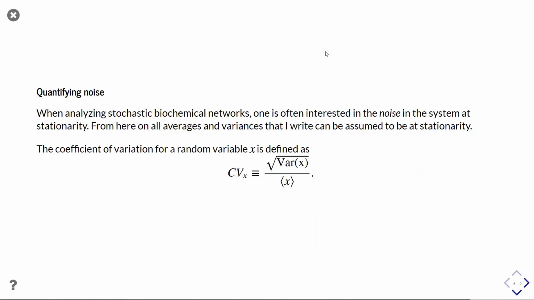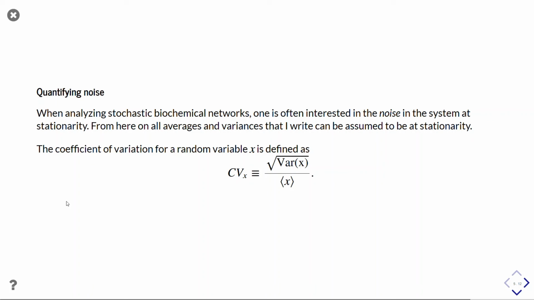Before computing an expression for the noise in constitutive gene expression using the statistical invariants that we derived, let's have a brief digression on quantifying noise in general. When analyzing stochastic biomolecular networks, one is often interested in the noise in the system at stationarity. From here on, all averages and variances that I write can be assumed to be taken at stationarity.